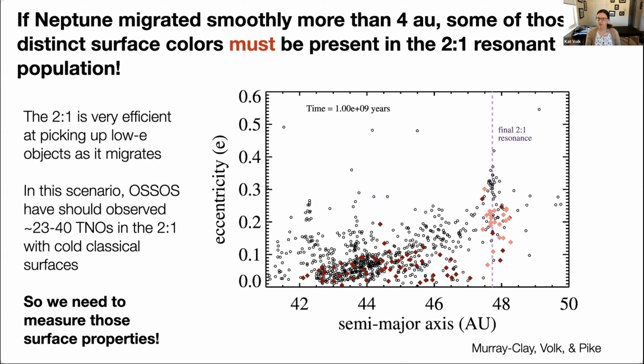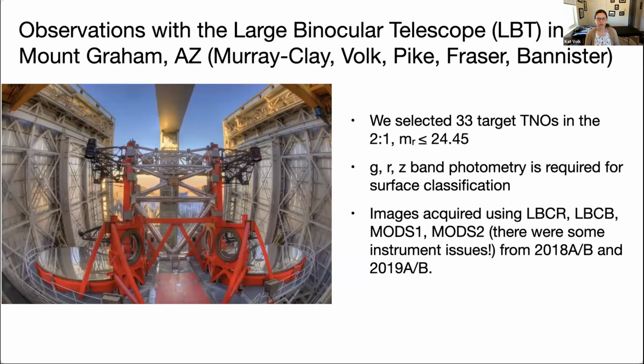But we really need to know the surface properties of those 2-to-1 objects that OSSOS did detect. And we got surface properties for, I think, 3 of them from the Colossos sample, but that's a very small fraction of them. So we applied for and were awarded time on the LBT to measure photometric colors for another, we applied for 33. I think we got between 25 and 30 that we actually have observations of. And we got photometry in G, R, and Z bands so that we can do these surface color classifications.